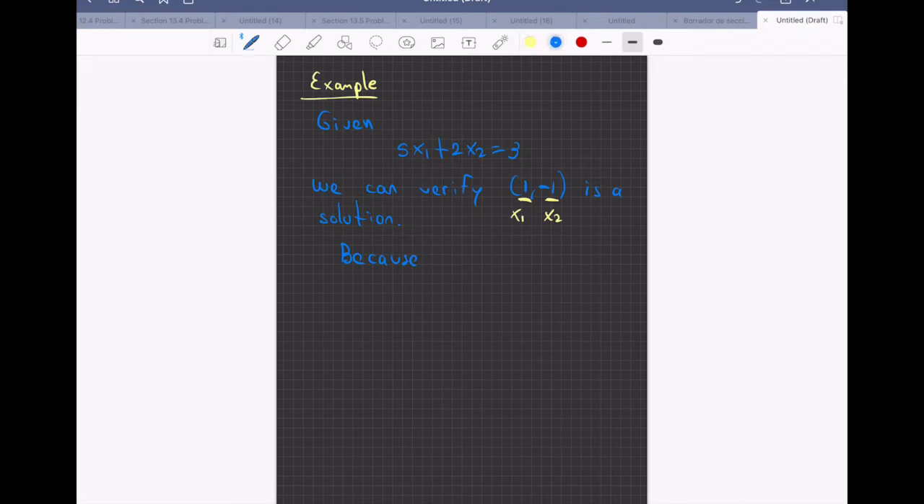If I replace this into this equation, then I'm going to have 5 times 1 plus 2 times negative 1 equal to 3. This is the left side of the equation, which should be equal to the right side. Notice it's equal to the right side. So 3 obviously is equal to 3, so we have what? A true statement.